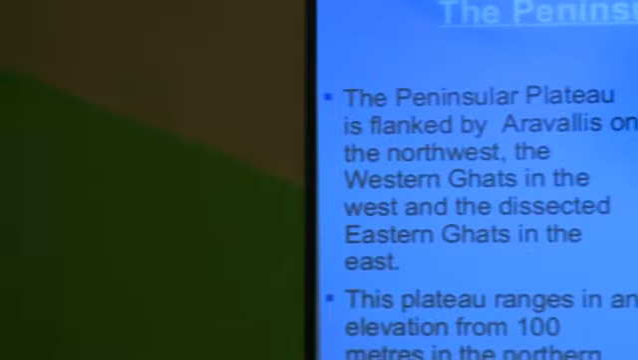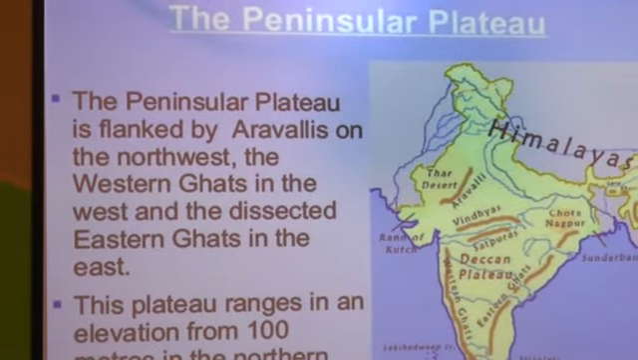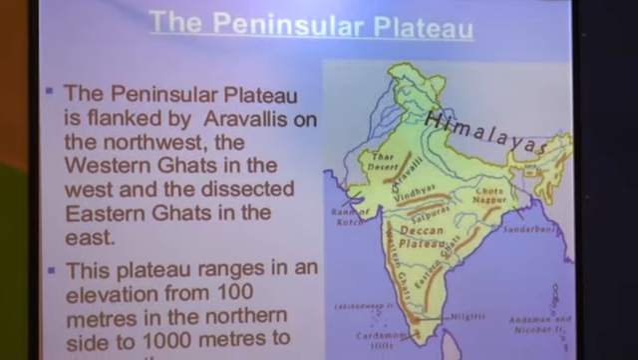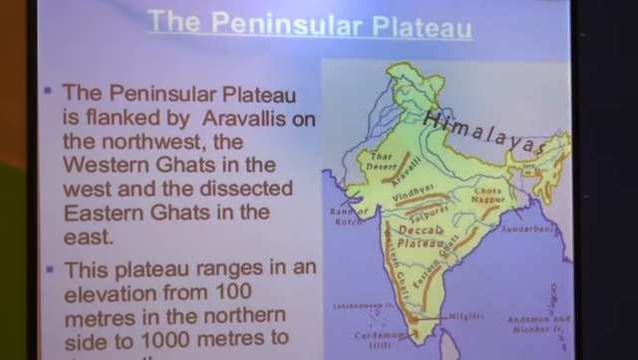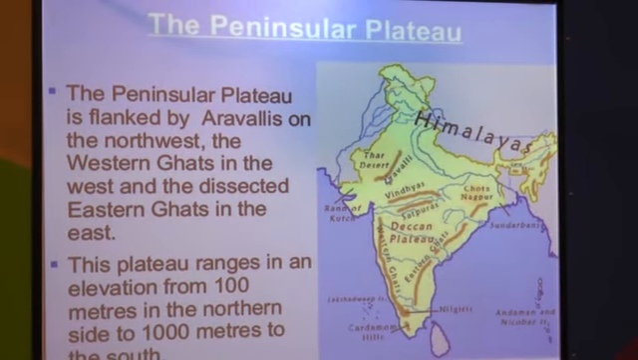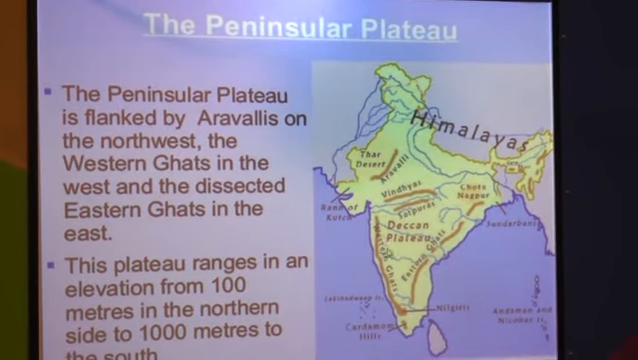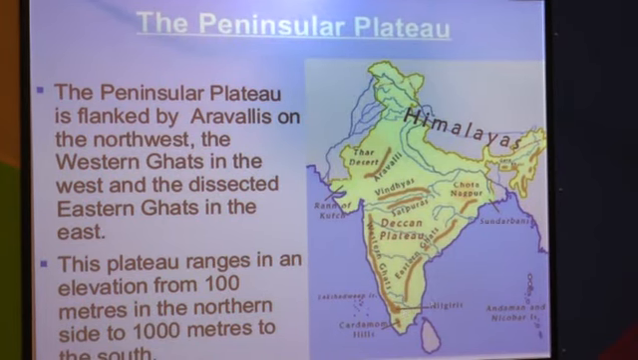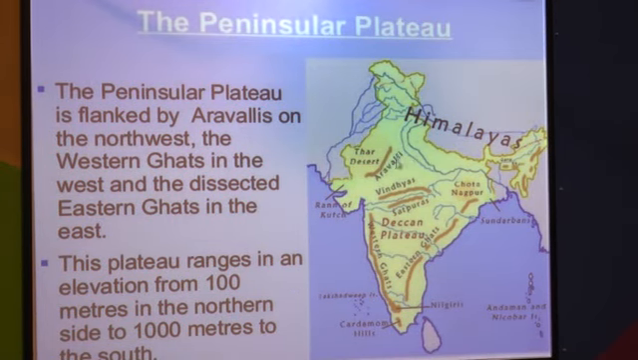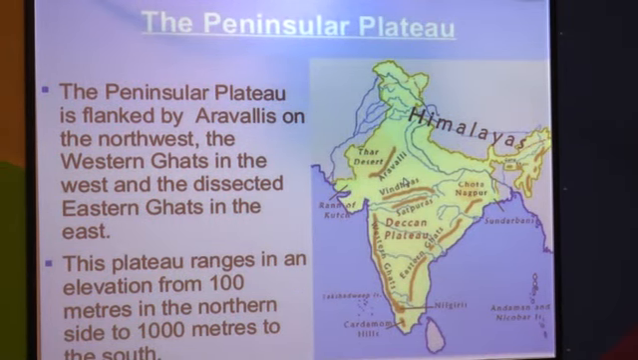When we observe the map here, the majority of India's southern part is covered by the Peninsular Plateau. See here, the Aravalli mountain on the northern part, and on the eastern side of the Aravalli mountain is the triangular shape area called the Peninsular Plateau. See the boundaries: the Western Ghat on the western part, the Eastern Ghat on the eastern side, and the Aravalli mountain on the northwestern side. So these are the boundaries of this Peninsular Plateau.